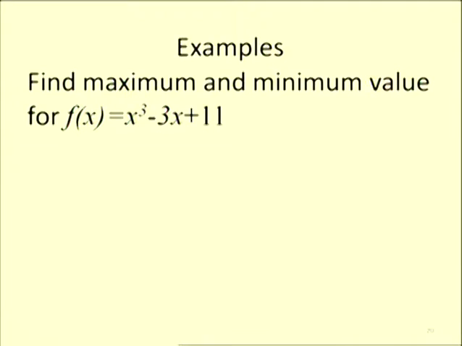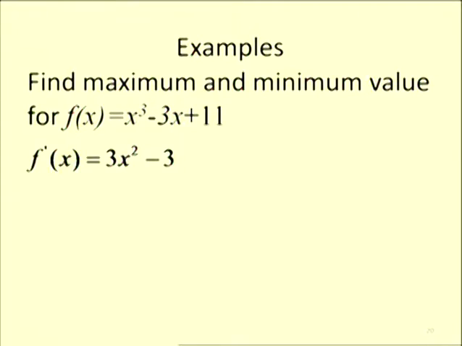We are given a function f(x) is equal to x cube minus 3x plus 11, and we want to get the maximum and minimum value of the function. Here first we'll find the first order derivative, f dash x. First we find the roots of f dash x is equal to 0. Those are the points where the function is either maximum or minimum. So let us have a look on the slide.